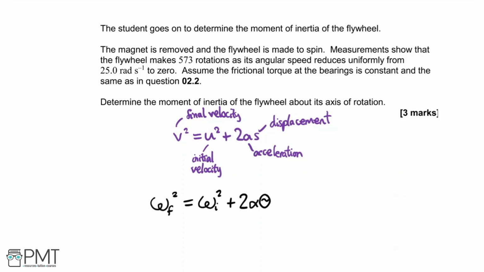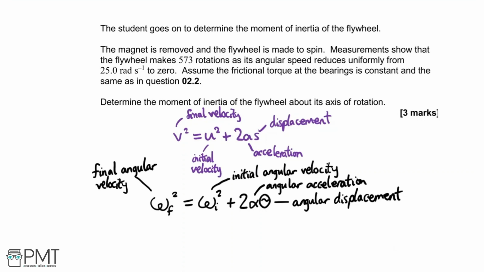So this time we have angular velocities, angular accelerations, and then angular displacements. What you'll notice is that the initial and final angular velocity are given to us. It goes from 25 radians per second to 0. So omega f will be 0 and omega i will be 25. We can also convert the number of rotations, 573, into a number of radians to substitute in as theta. So by doing all of this, we can find the value of alpha, which is the angular acceleration.